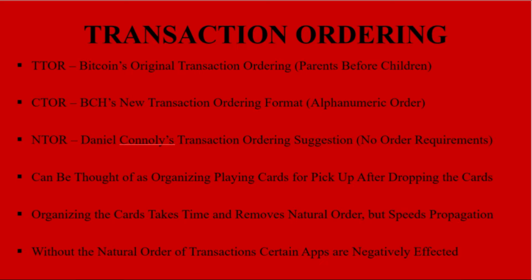Okay, so one of the things here, an additional point beyond just that CTOR is better for propagation and NTOR is better for just putting as many transactions in a block as you can, is that without the natural order of transactions, there's also the possibility that certain apps are negatively affected. Now, none of these apps exist. One of the apps that might be negatively affected, and this is the reason why ordering's been important to me, and I'm more on the natural transaction ordering side, is the copyleft hash token apps that I just released a video on.